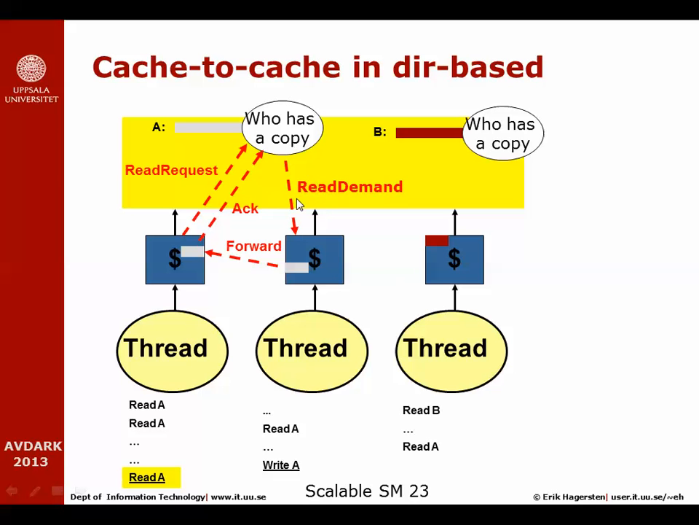So it sends a read demand down to tell the middle cache to forward the data to the left cache, and then the left cache finishes off by sending an acknowledge back to the directory. So let's play that movie again.